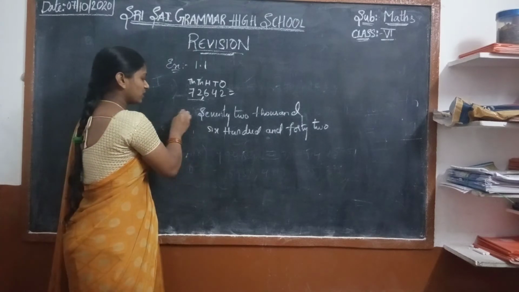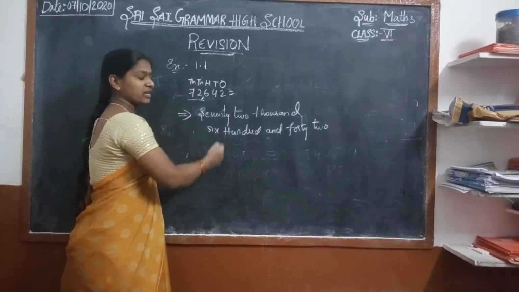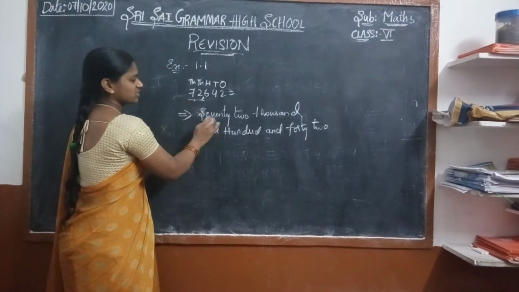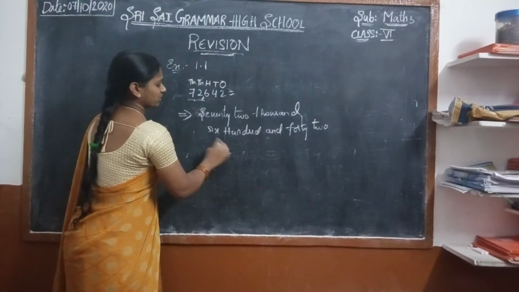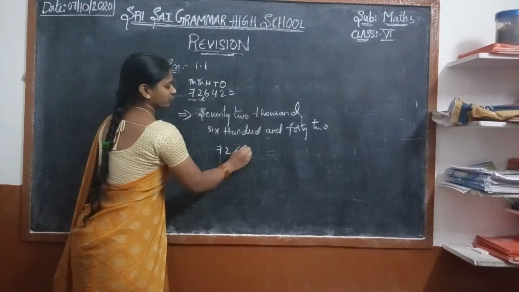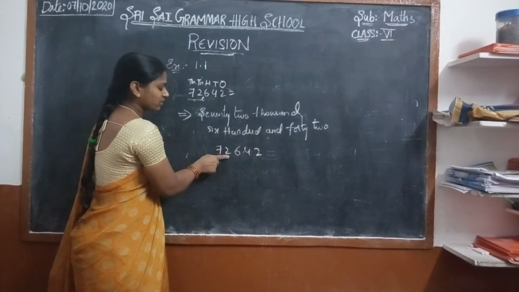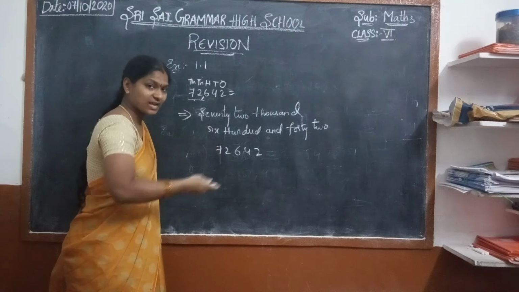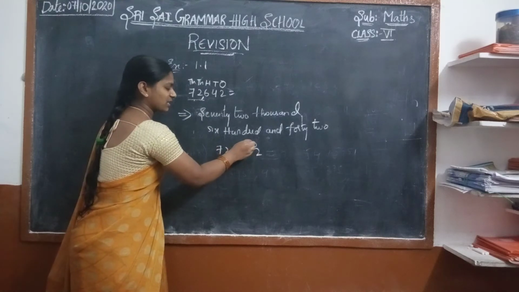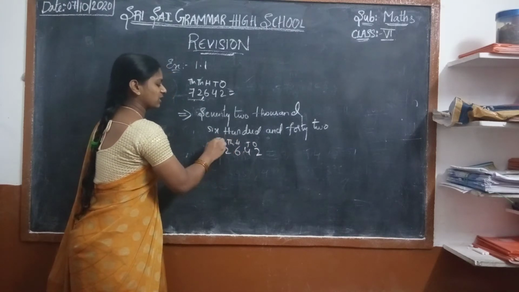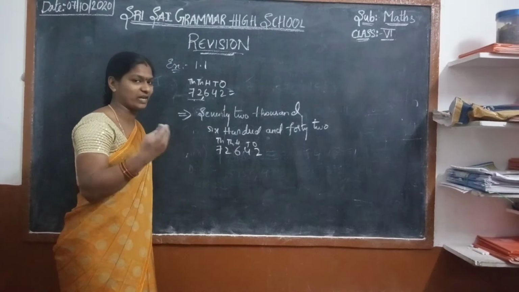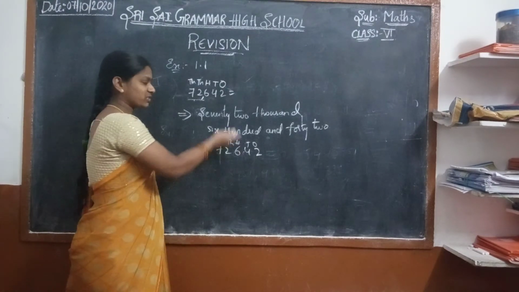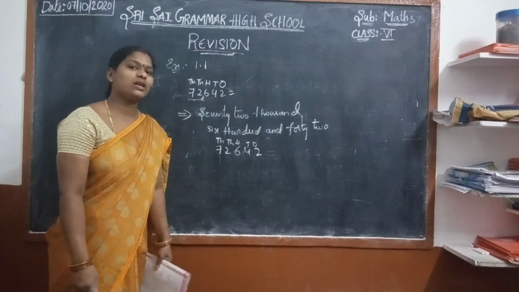Like this, if they say to write the number name in words. If they give the number name and say to write it in numerals, you can easily write 72,000 and then 642. You have to check whether the 72 is in the thousands place or not. To check that, we write ones, tens, hundreds, thousands, ten thousands. If you check once again by writing the place values, we can write the numerals in the correct form for the given number name.